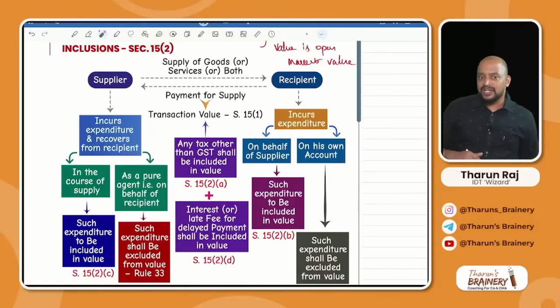Or advertisement charges, or design engineering charges, or installation charges. Any amount which the supplier is incurring and recovering from the recipient should be included. That is 15.2c. Supplier is incurring expenditure and recovering from the recipient in the course of supply. This will be included. Pure agent is not applicable for you, don't bother. It is not in your syllabus, so you don't have to bother about it. So that is about 15.2c.